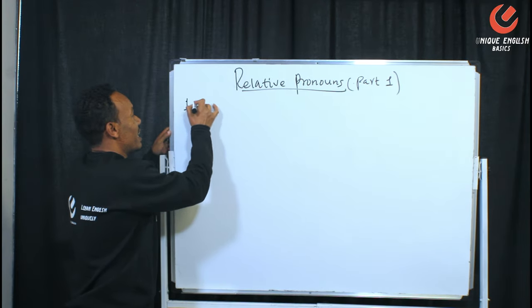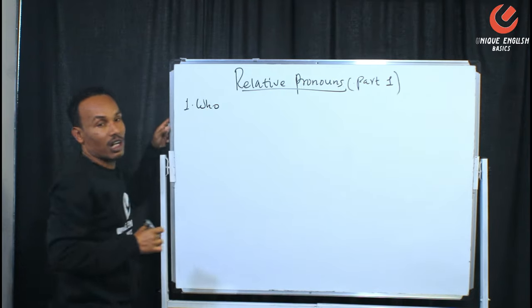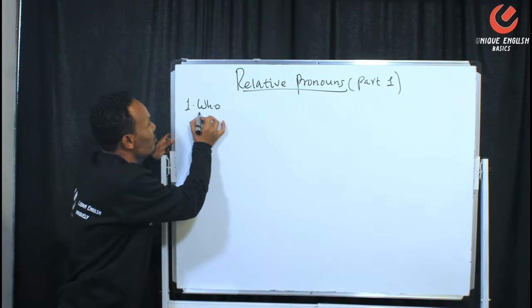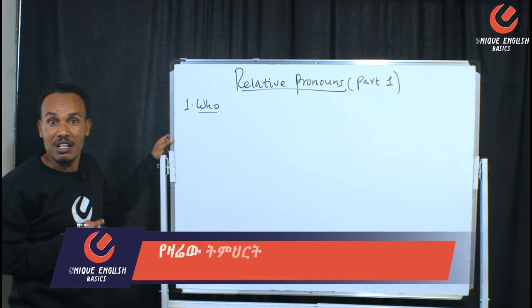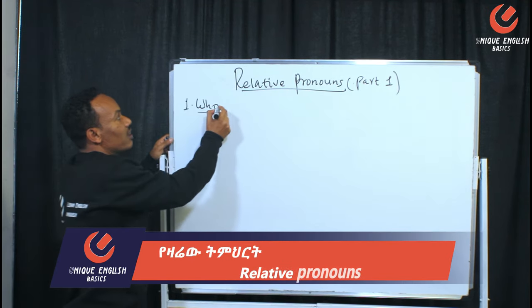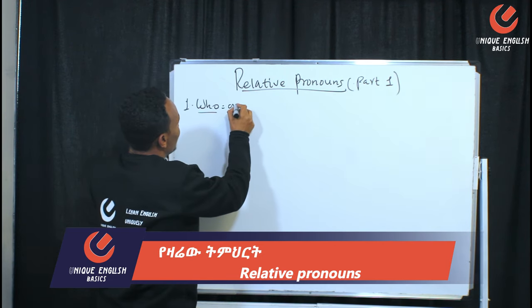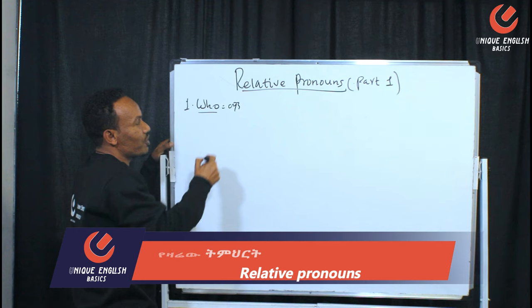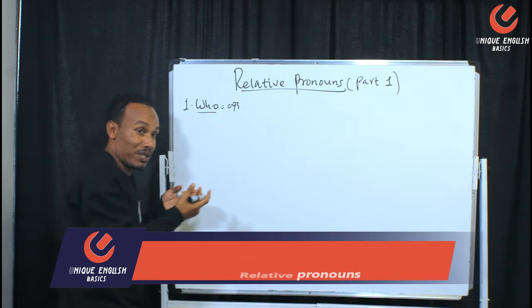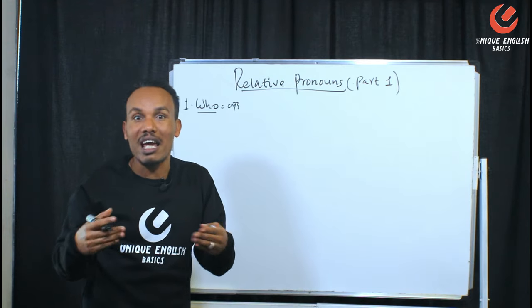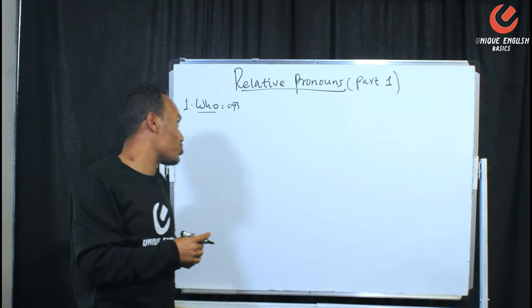First one is this: who. So what is the function of this who? All right, that's very good. And it's used for human beings. It's used for what? Human beings. All right? It's used for human beings.